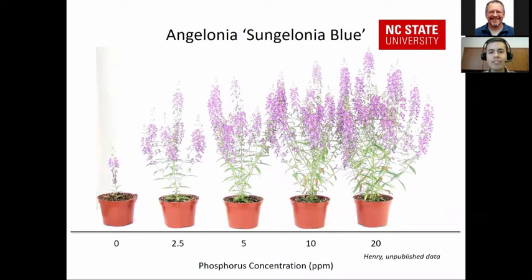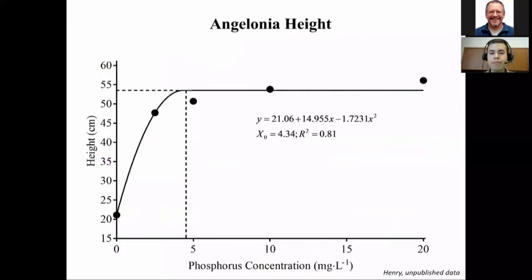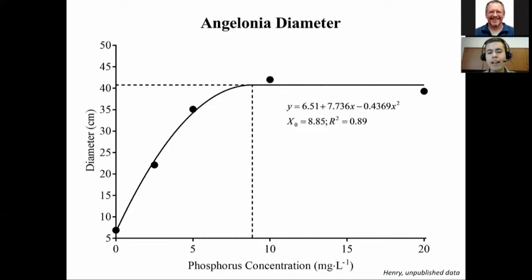So then moving on to Angelonia, here's Sungelonia Blue. You can see that the different rates of phosphorus had a really significant impact on plant height and maybe even a little bit more, especially in diameter. But here looking at plant height, again, pretty much maxed out at 4.34 parts per million. So again, right around that 5 parts per million range. And diameter maxed out at about 8.85 parts per million. So again, you can use rates of about 5 parts per million to control height in Angelonia, and that will also cause you to have some control in diameter because Angelonia has a slightly higher phosphorus requirement to reach maximum diameter.